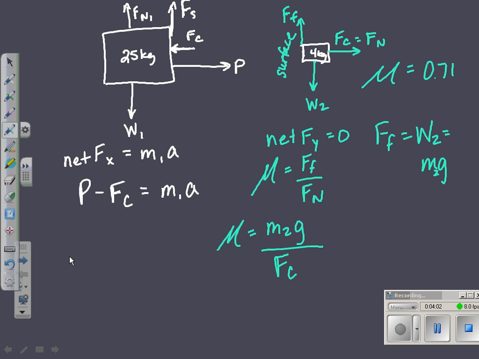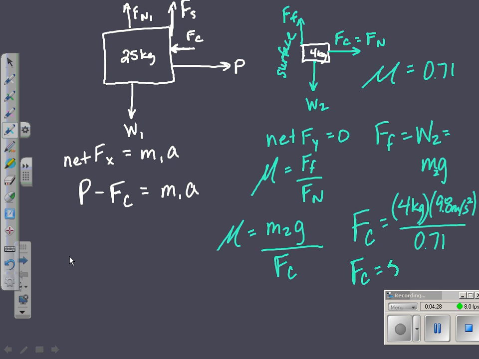Right? Well, we're going to want to rearrange this so that we can solve for F of C. Because if we solve for F of C, we know the M2 to be 4 kilograms. We know gravity to be 9.8 meters per second squared. And we know our mu to be 0.71. So we can come up with a contact force between the large block and the small block of 55.2 newtons. Now that'll be important to bring back over to the large block.